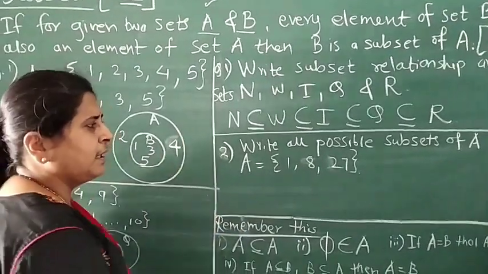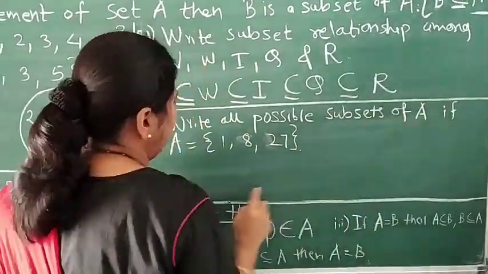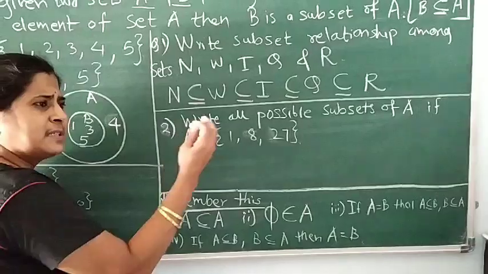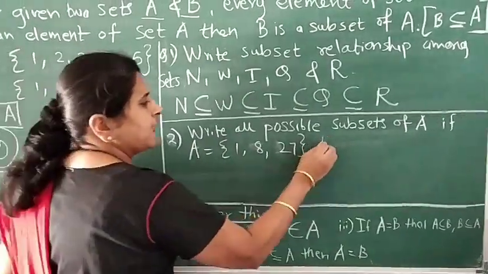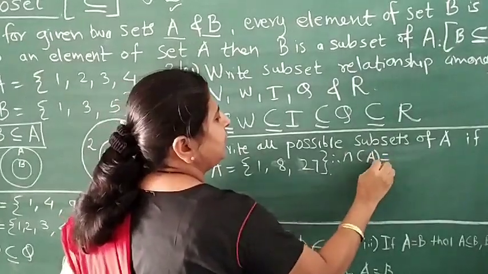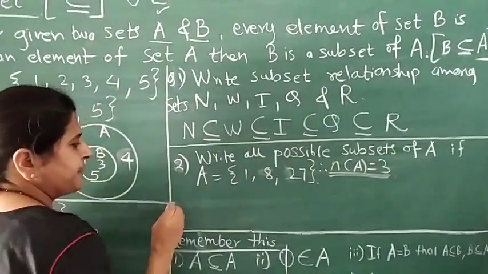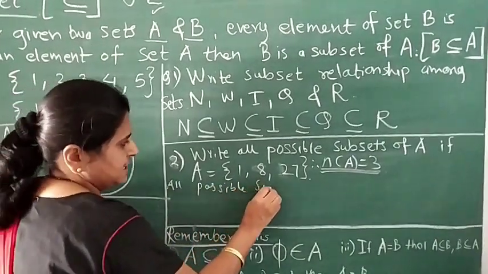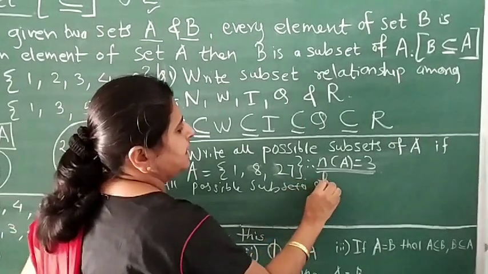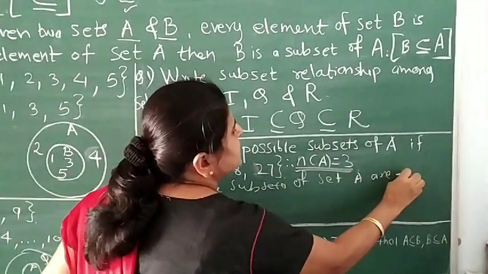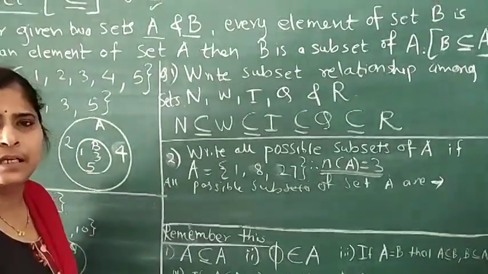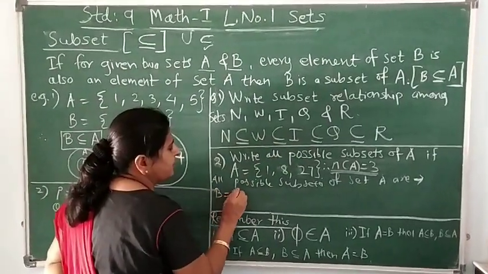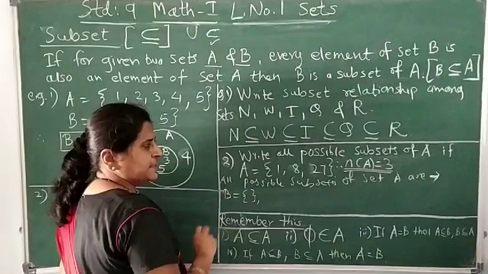Let's see one more example. Write all possible subsets of set A if A is given as 1, 8, 27. If you observe, these are the perfect cubes. It doesn't matter whichever elements are there. Now here, as the number of elements is 3, how many subsets can we write? Let's write all possible subsets of set A as follows. We can start with an empty set. As the empty set has no element, it is also a subset of any set. So we can start with B, which is an empty set. This is a subset of A.